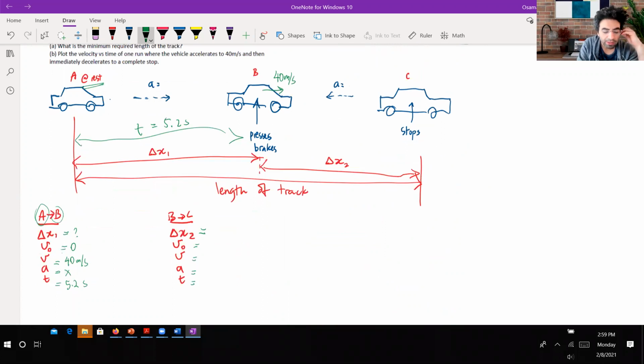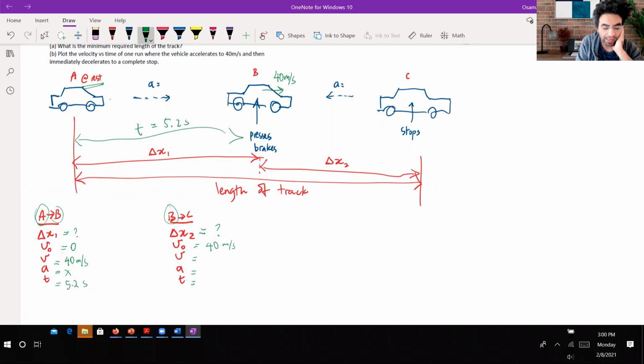So the displacement from B to C, that's the something that I'm looking for too, because I need to find the length of the whole track. The initial velocity of this segment, that means it's the velocity at the beginning of the segment. That means at point B. So for that, the velocity would be 40 meters per second.